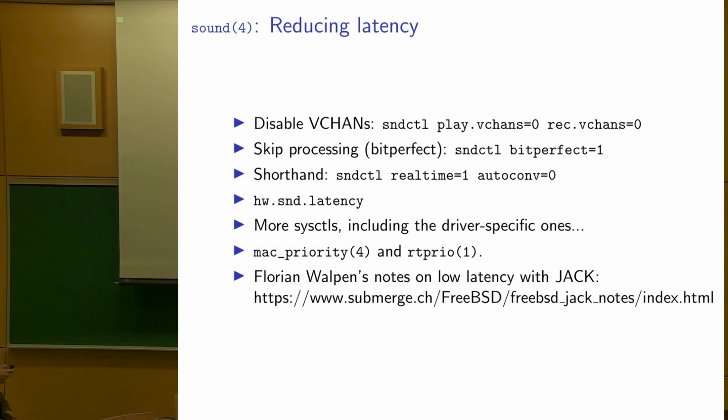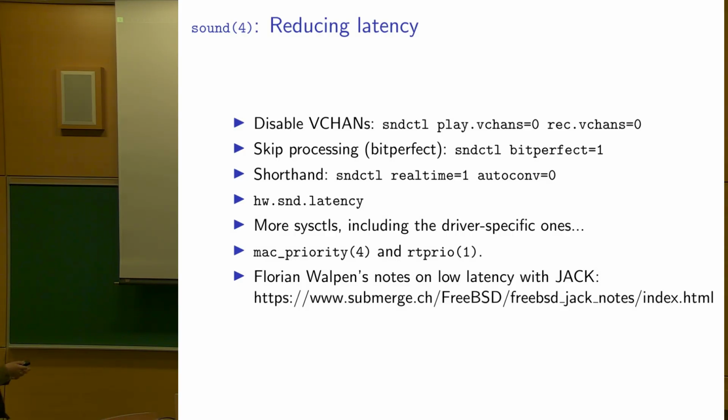To do that, you can just start disabling stuff from your sound system. You can disable vchannels, for example, virtual channels. You can run this command nowadays, and that will just disable the virtual channels, but this means that when you access a device, only one process can access the device at a time. As I said, we have virtual channels so that we can have multiple processes accessing them at the same time.